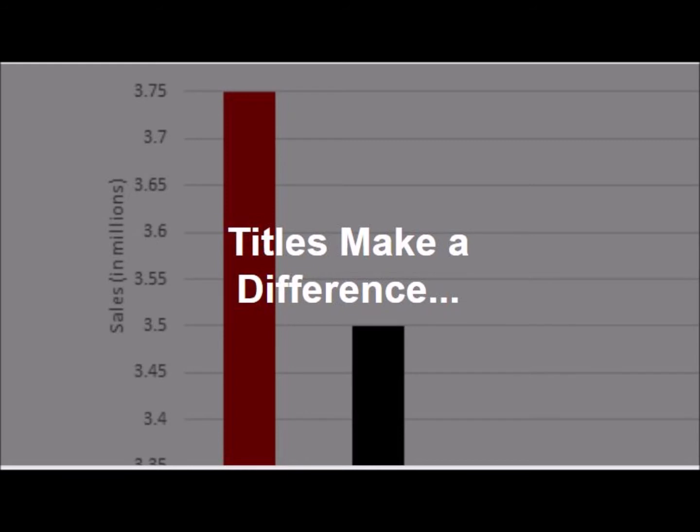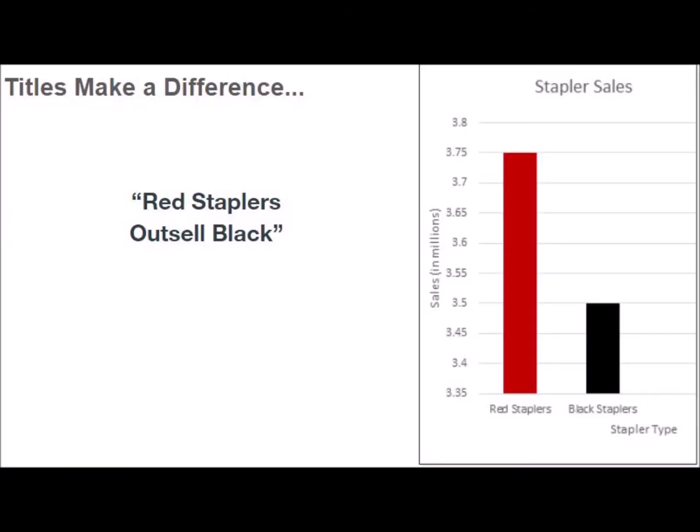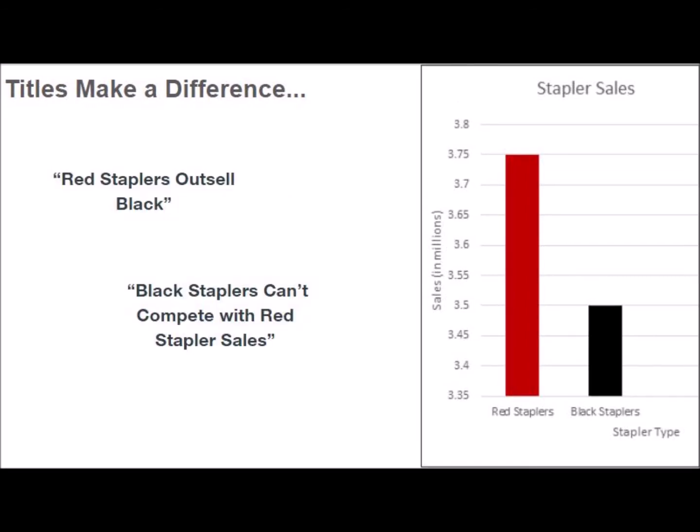So, for this graph, I could use a title like Red Staplers Outsell Black, and it would be factually correct. My argument is that red staplers are more popular. What if I use the title Black Staplers Can't Compete with Red Stapler Sales? The argument is roughly the same, but this time I'm focused on the black stapler sales. This may not seem like a huge difference, but the argument could be used against black staplers, whereas the first argument can be used in support of red staplers.